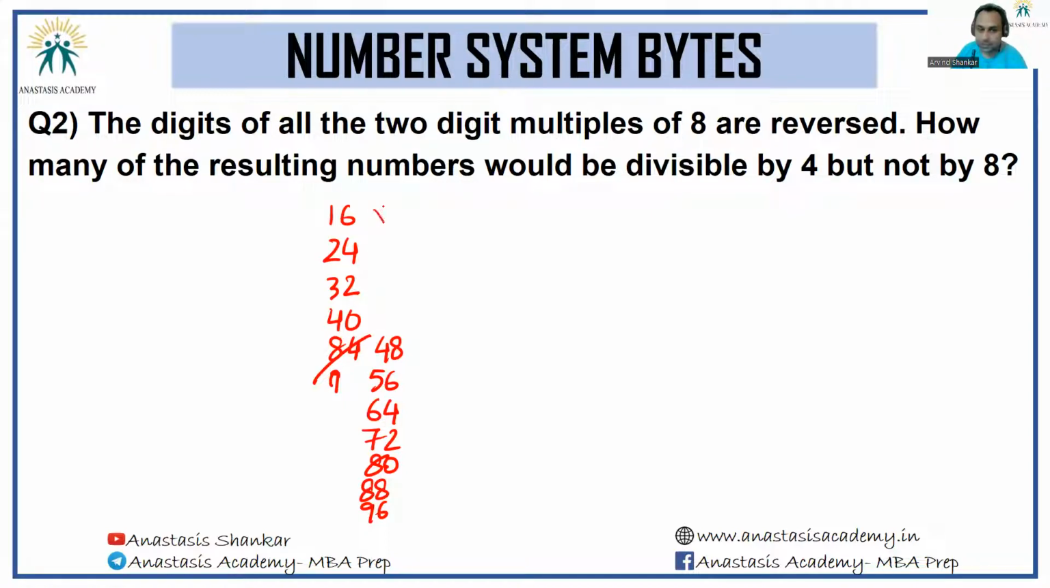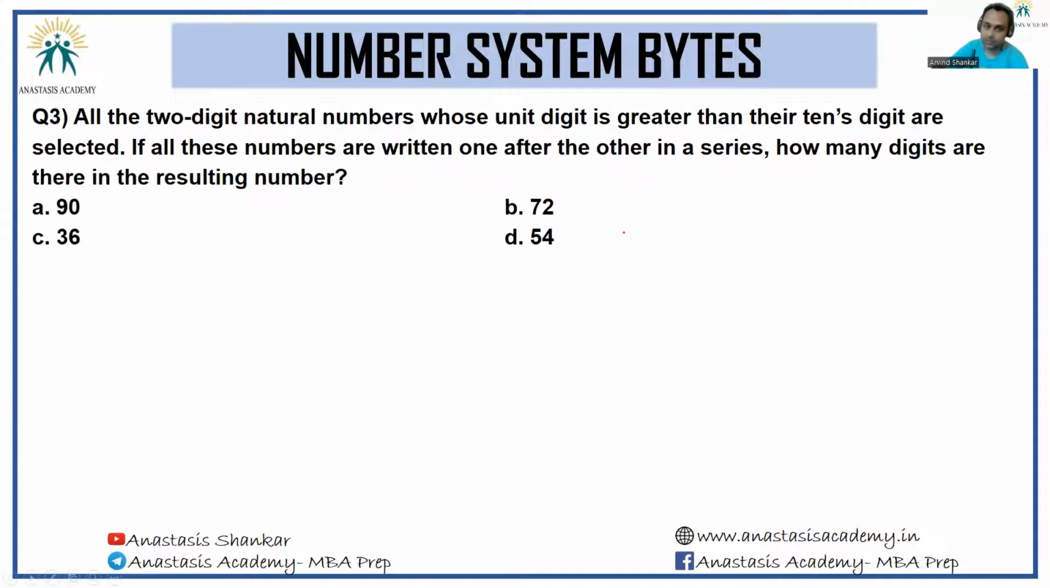When I reverse it, it will not be a multiple of 4. This upon reversal will give me 04, should be counted. This upon reversal will give me 84, should be counted. This will not give me a multiple of 4. This will not give me a multiple of 4. This will not give me a multiple of 4. This will give me a multiple of 4 upon reversal, but will also be a multiple of 8. So should not be counted. Should not be counted, will not give me a multiple of 4. So how many numbers? 2 such numbers.